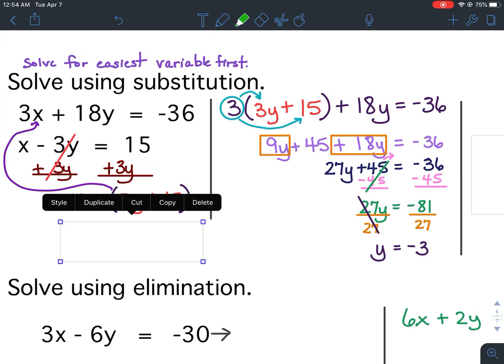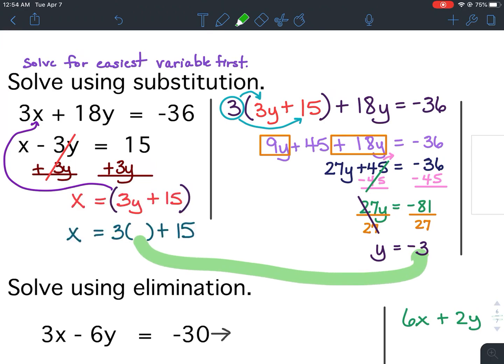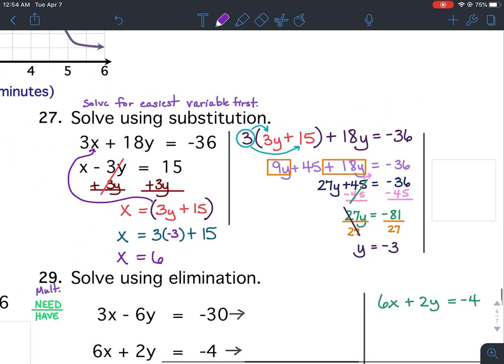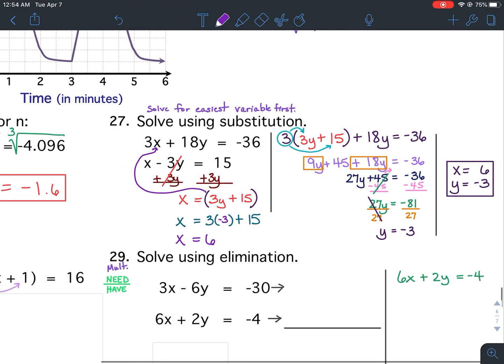Now I'm going to take that negative 3, and I'm going to plug it in to this equation over here. Take the negative 3 and plug it into that first equation you solved for. So put a negative 3 here. And then I would put that all in your calculator at once. 3 times negative 3 plus 15 is 6. So my final answer to number 27 is x equals 6, y equals negative 3. So that is substitution. Solve for the easiest variable, substitute it in, solve the equation, and then substitute that value in to get your other variable.